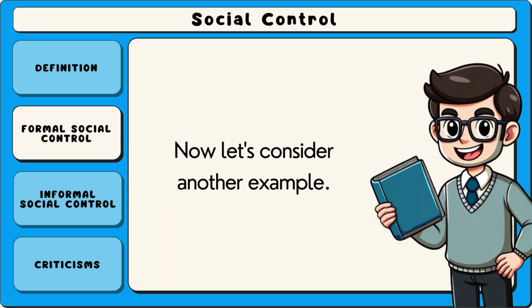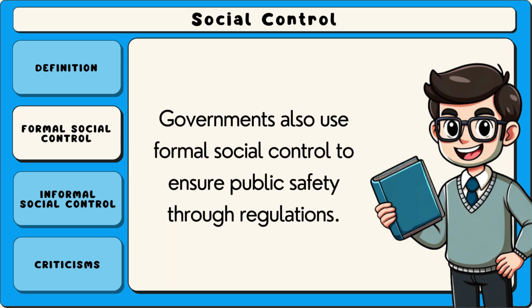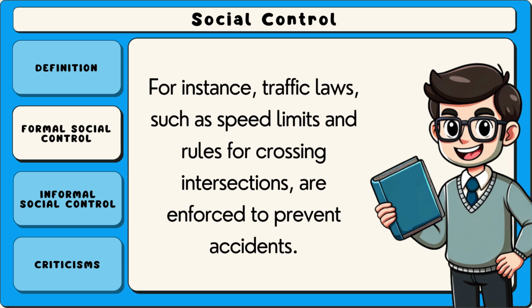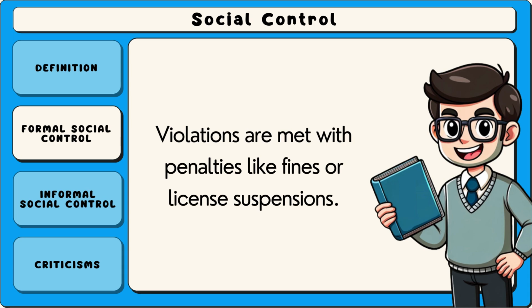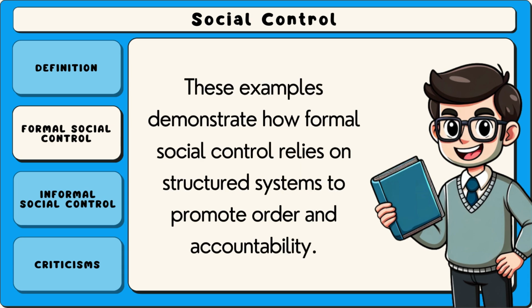Now let's consider another example. Governments also use formal social control to ensure public safety through regulations. For instance, traffic laws such as speed limits and rules for crossing intersections are enforced to prevent accidents. Violations are met with penalties like fines or licence suspensions. These examples demonstrate how formal social control relies on structured systems to promote order and accountability.